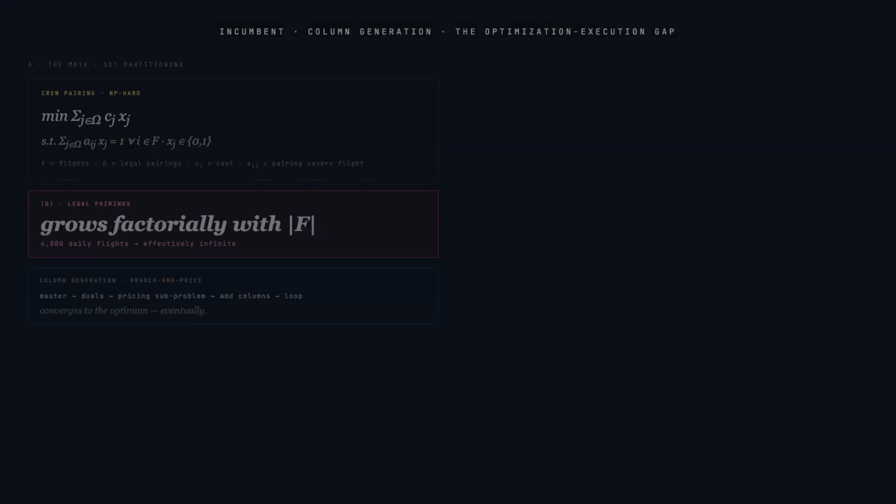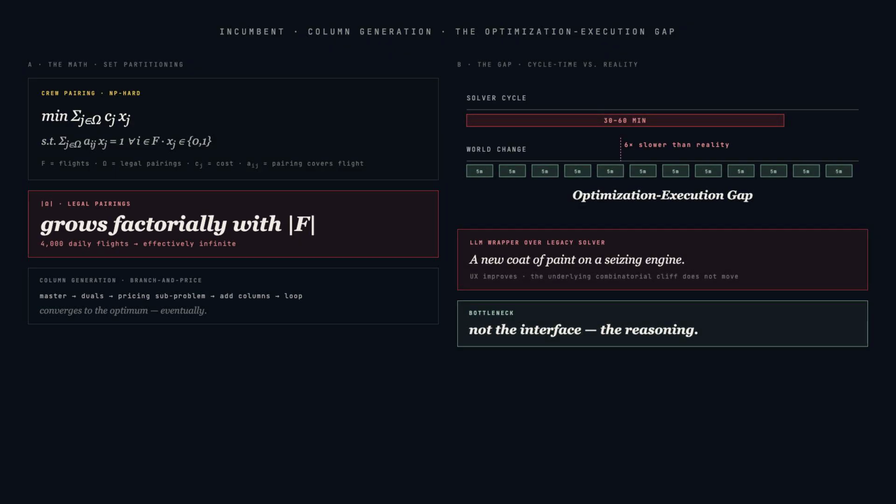Crew scheduling is a set partitioning problem, NP-hard. For a major airline with 4,000 daily flights, the number of legal crew pairings is effectively infinite. Operations research solves it with column generation, a 30 to 60-minute optimization cycle that produces a beautiful schedule for a frozen world. But during the meltdown, the world was not frozen. Cancellations changed the problem definition every 5 minutes. The solver was always one cycle behind reality.